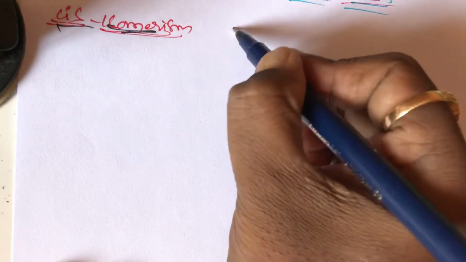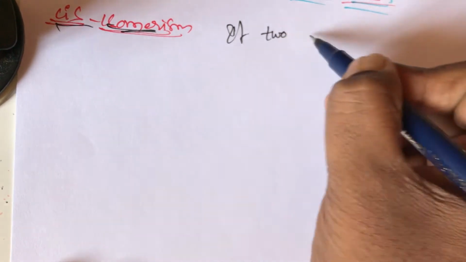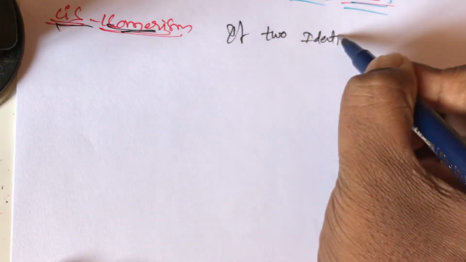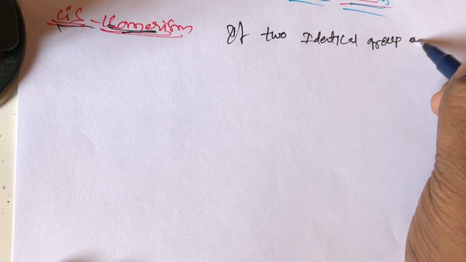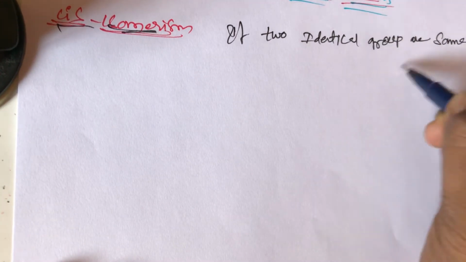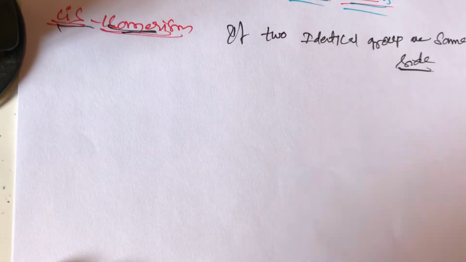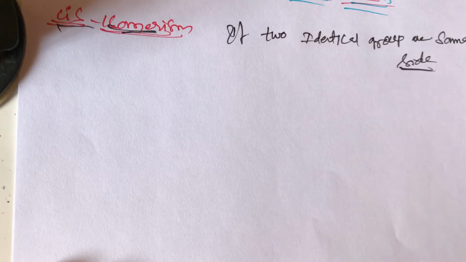What about cis isomers? If two identical groups are present on the same side, that is cis isomers. If two identical groups are present on the same side, that is above the plane or below the plane, it is called cis isomers.